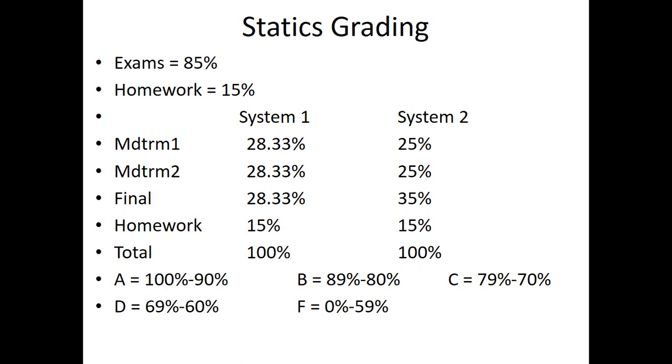All right, my grading system, exams are 85%, homework is 15%. I use either the column for System 1 or System 2 to generate your grade, and then I use a straight percentage to issue a letter grade. Now what I do, I look at both systems 1 and 2, and I take the one that gets you the best grade. So you'll notice System 1 weights the midterms and final equally. System 2 weights the final more. So if you have problems on one of your midterms, System 2 will often help compensate for that.